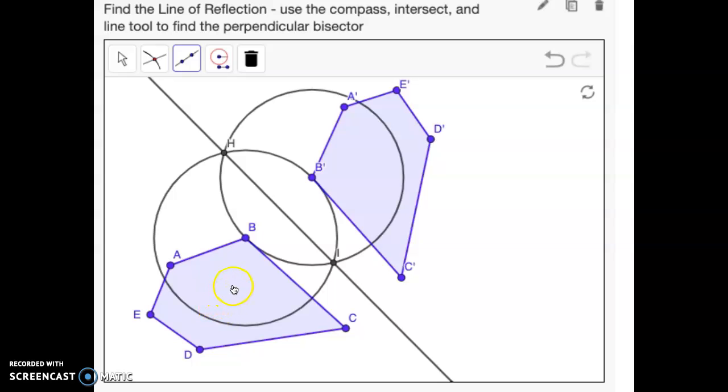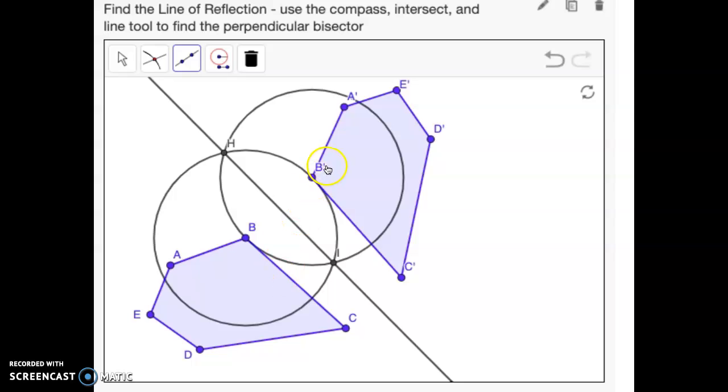They are congruent, which means it preserved the distance. So the length from B to C and B prime and C prime is the same, and all the angle measurements are also all the same. So all the side lengths and all the angles. So preserved distance, it is a rigid transformation.